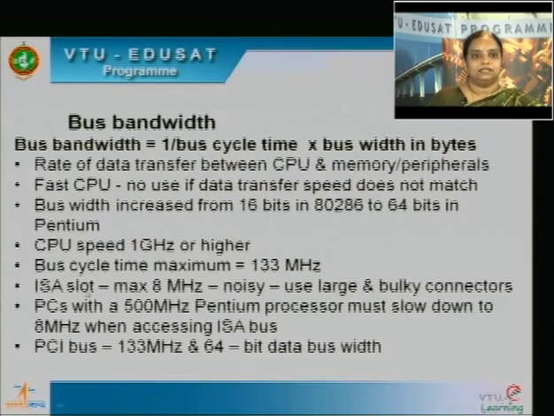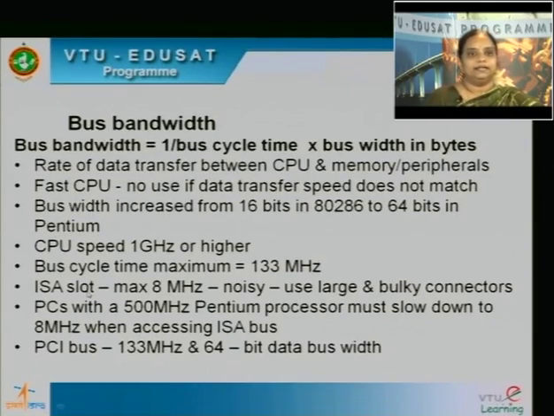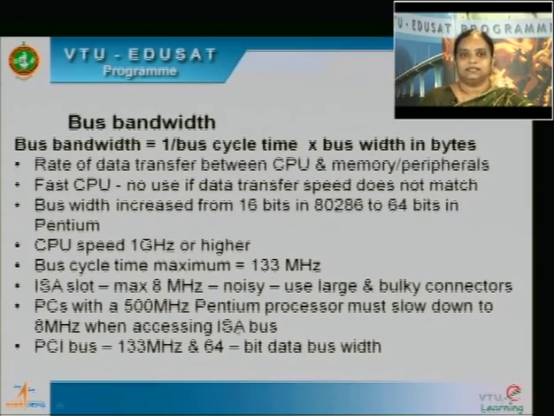When you open up your computer, at the end of the computer there are some slots. In these slots you put your video graphics cards or any daughter cards and peripherals. If you have to connect them to the computer, you connect through these slots. So if I use the ISA slot, the maximum speed it can go is 8 megahertz, but the computer speed is 1 gigahertz, so the matching is very poor. Even if you have a Pentium processor working at 500 megahertz, it should slow down to 8 megahertz when it is accessing the ISA bus.